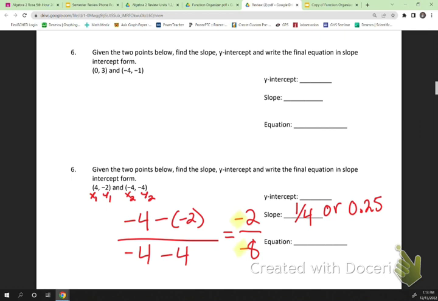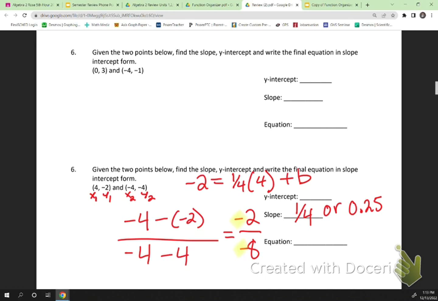All right, now I have to solve for the y-intercept. I know my slope. Do I know anything else? I know a point. I'm going to pick the first point. I'm going to put in -2 for y. I'm going to put in 1/4 for my slope, 4 for my x, and the only thing that's unknown is b.